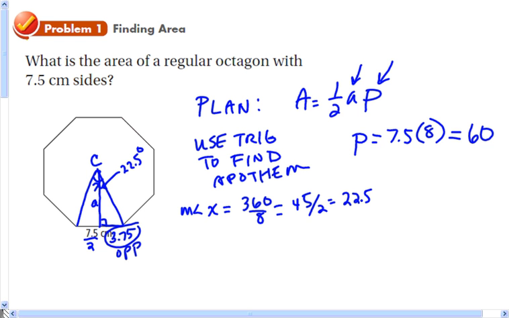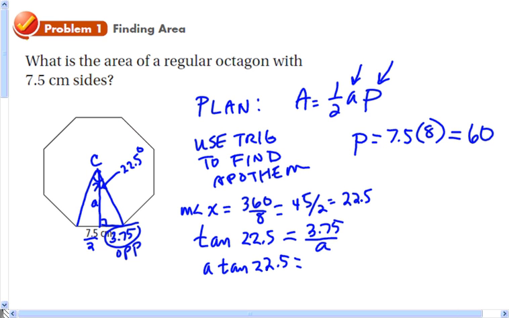So we have the tangent. So we're going to say the tangent of 22.5 is equal to the side opposite, which is 3.75, divided by the side adjacent, which is A. And then just rearranging that a little, we know that A times the tangent of 22.5 is equal to 3.75. And A is equal to 3.75 divided by the tangent of 22.5.